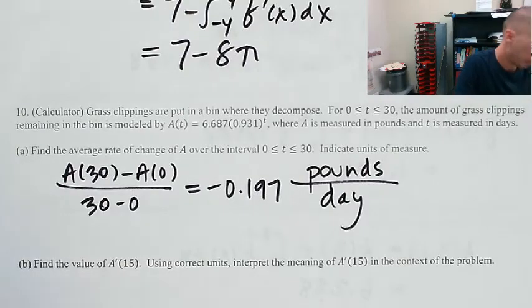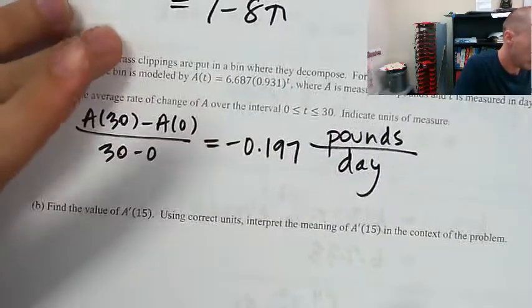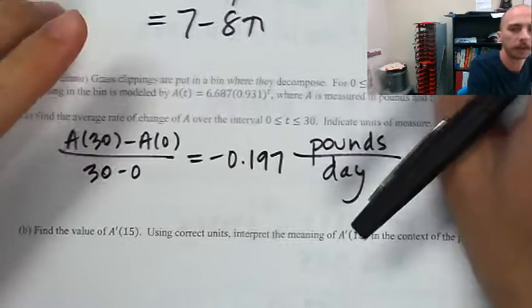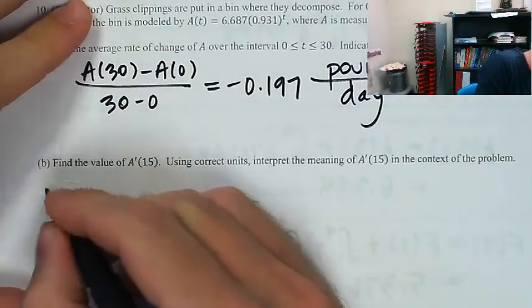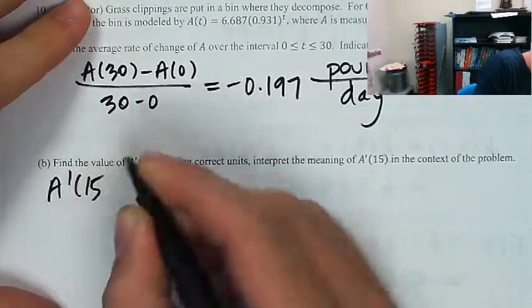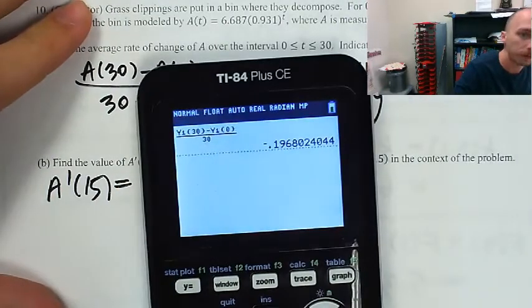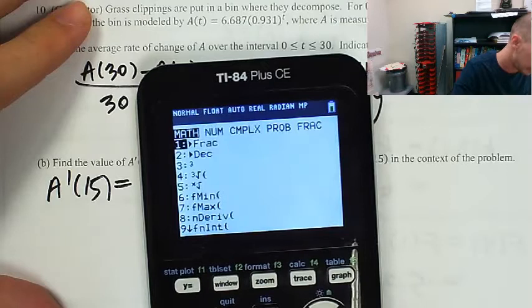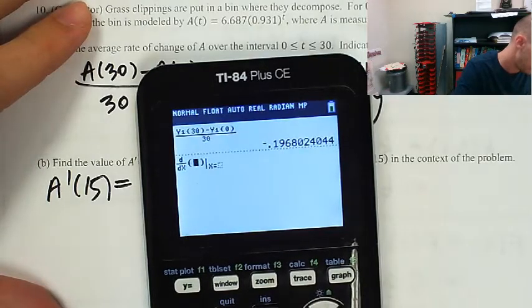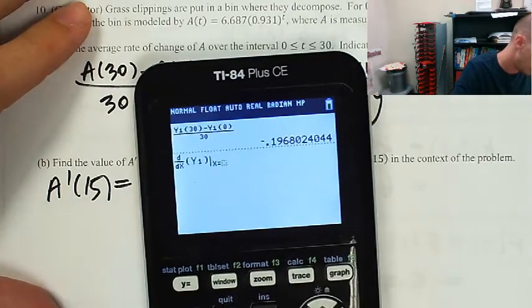Find the value of A prime of 15. Using correct units, interpret the meaning of A prime of 15 in the context of the problem. Well, all right, so if I'm taking the derivative, I'm going to use math 8. Take the derivative with respect to x of y1, where x is 15. I get negative 0.164.